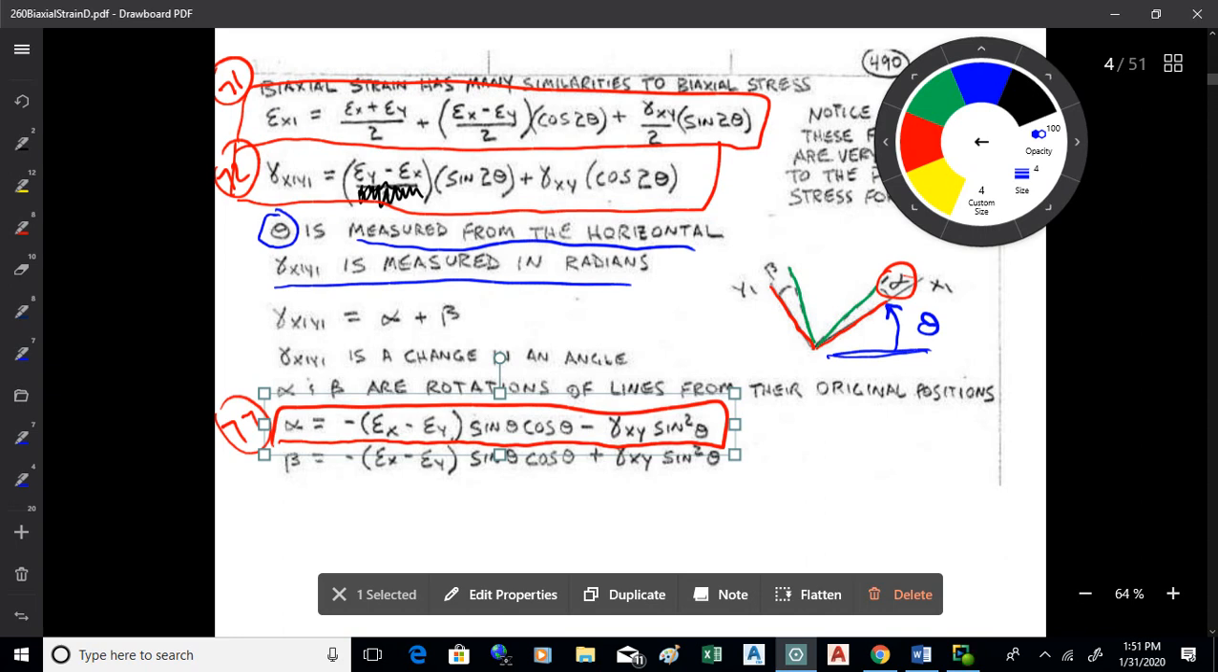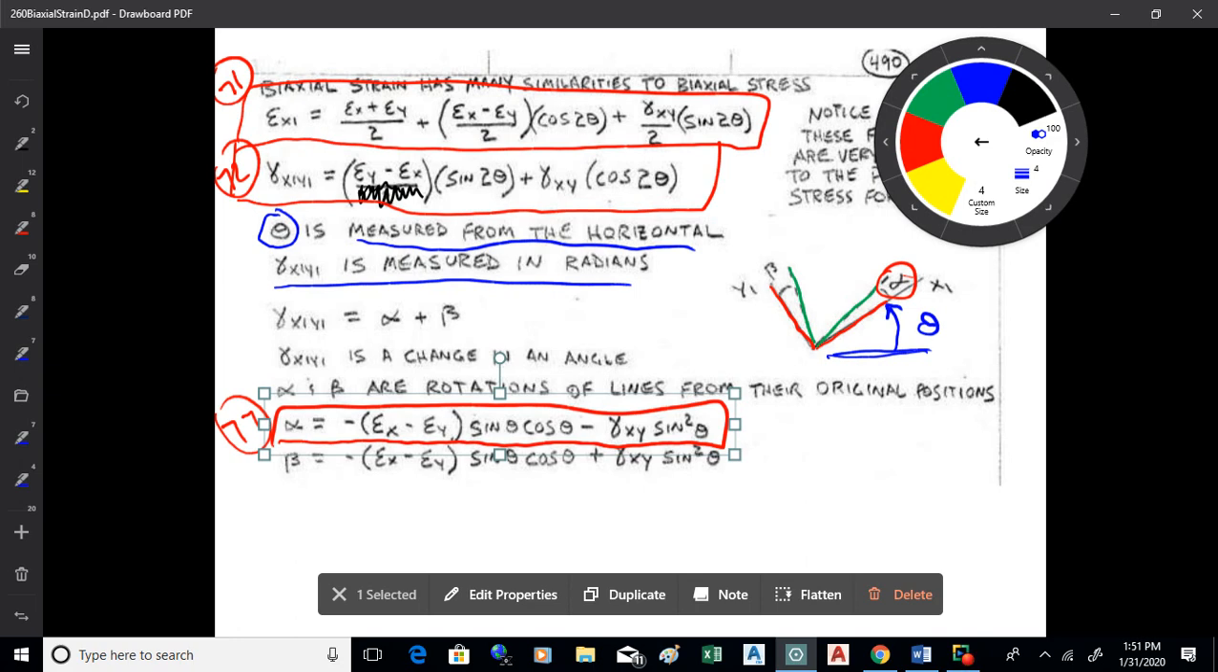Gamma xy is measured in radians. Alpha and beta are the rotations of a line. Gamma x1y1 is the rotation of two lines, which gets you the change in an angle. We'll go through an example of this, but that's on page 490. That's really the stuff that you want to know. We'll go through how to apply this on Monday a bit. Our goal is going to be to figure out strains at given angles and shapes of objects after we apply load to them.